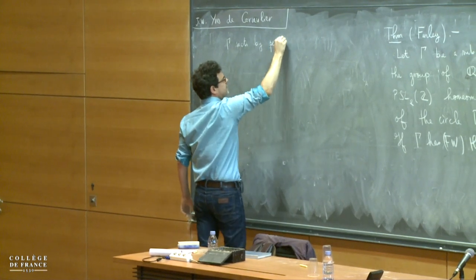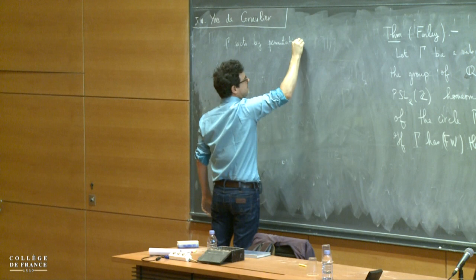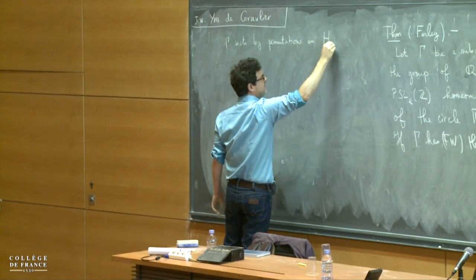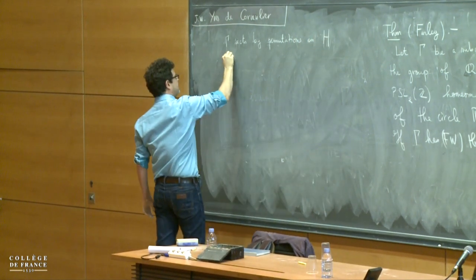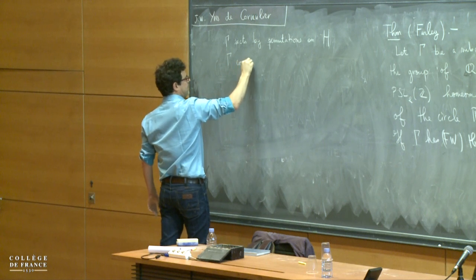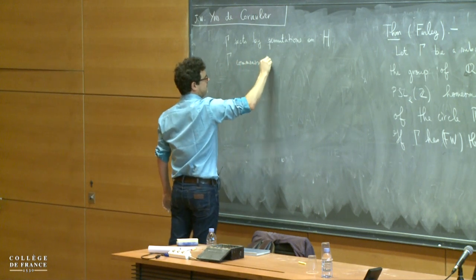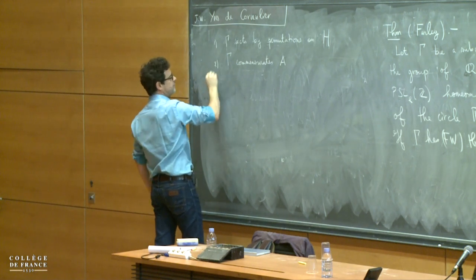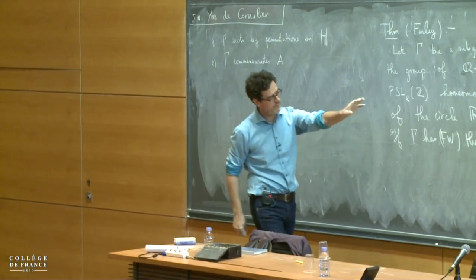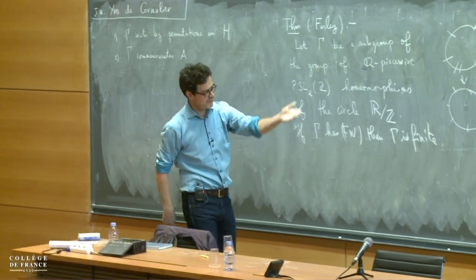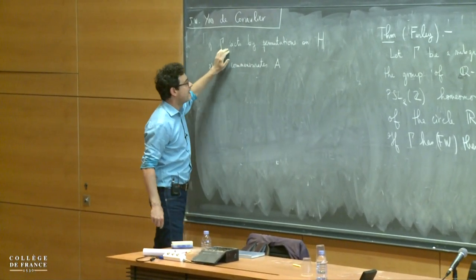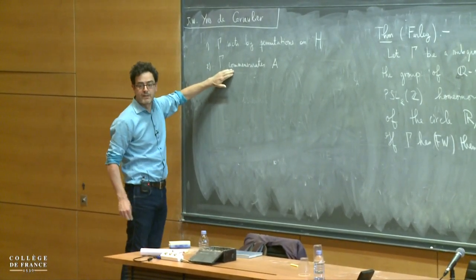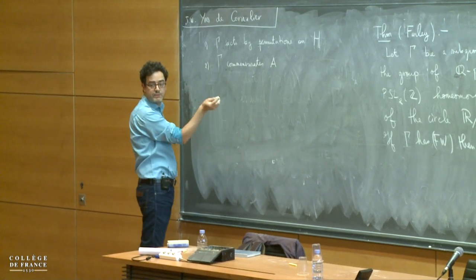by permutations on H, and gamma commensurates A. So that's the first thing you need to prove, and the second one. The very first thing you need to prove is that you can define such a set H, then that the group gamma acts and that it commensurates A. So let me prove the second one.